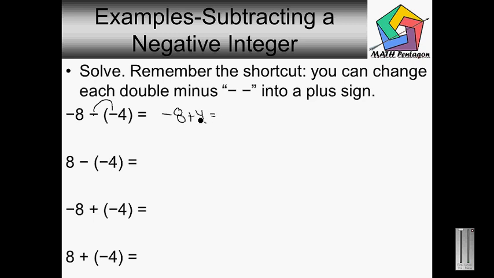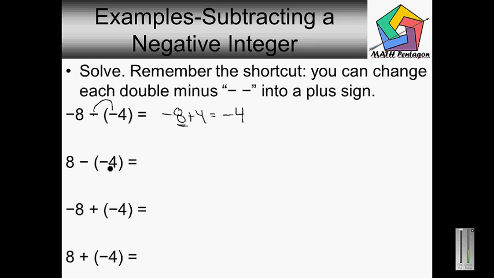So we have a negative. Which number here is larger? The 8 seems larger, and it has a negative next to it. So our answer is going to be negative, and we find the difference between 8 and 4. So that's going to give us 4. So our final answer to this would be -4.